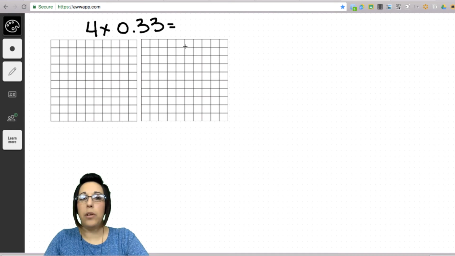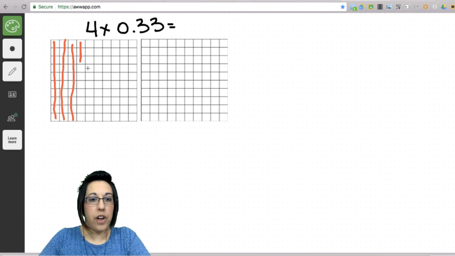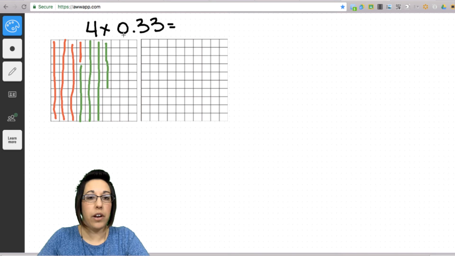Okay, our next problem is 4 groups of 33 hundredths. So we start with our first color. We go 10, 20, 30, 3. We go to the next color. 1, 2, 3, 4, 5, 6, 7. Plus 10 is 17. Plus 10 is 27. 28, 29, 30, 31, 32, 33. That count on method helped me there.